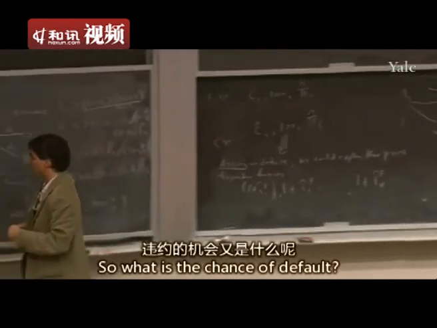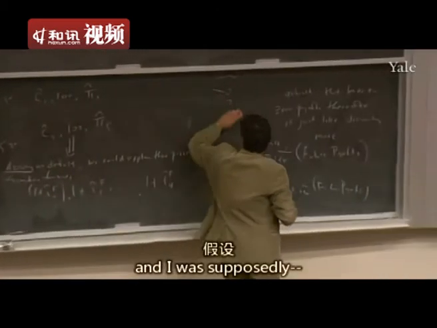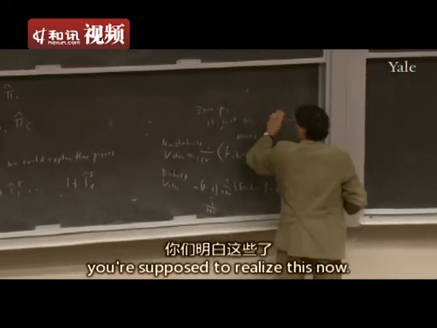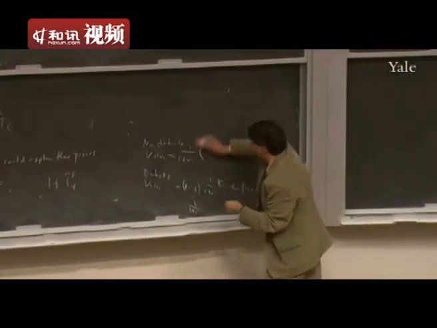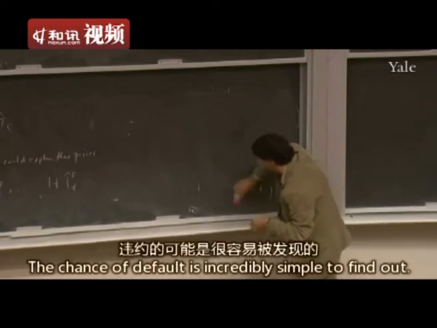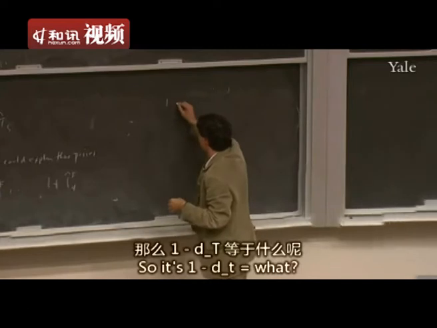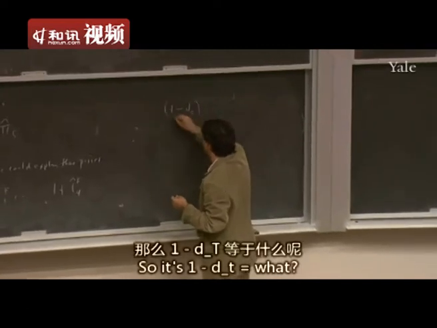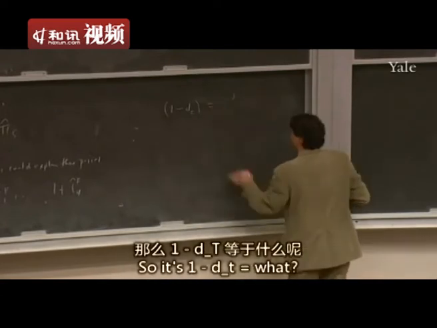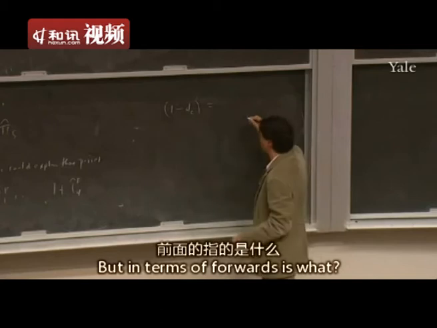So what is the chance of default? I claim the chance of default is, and you're supposed to realize this now, if I'd been clearer before, you would see where I'm going. The chance of default is incredibly simple to find out. So it's 1 minus d_t equals what? Okay, but in terms of forwards, what is it?